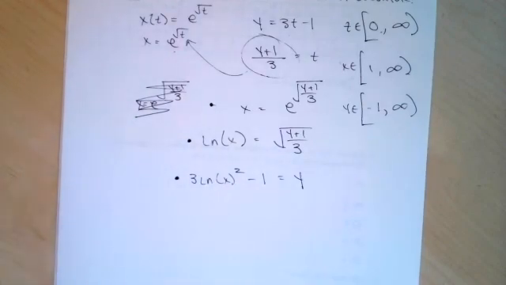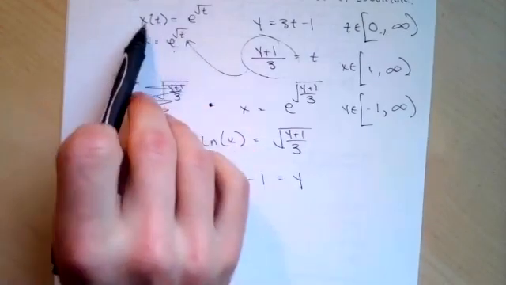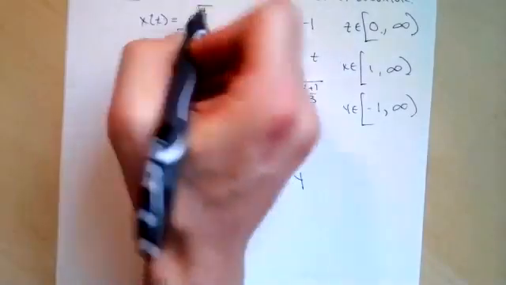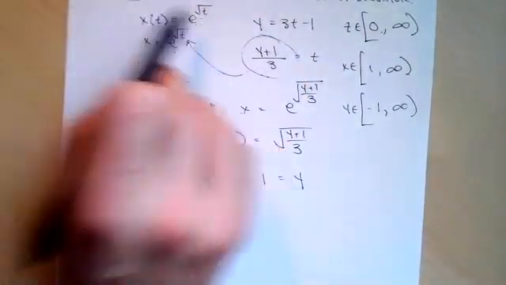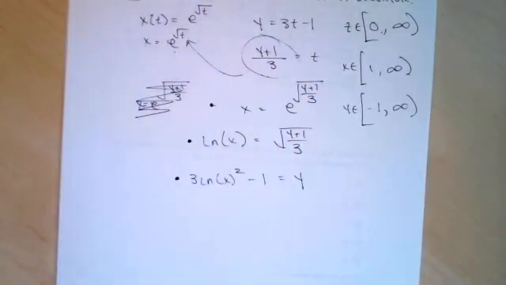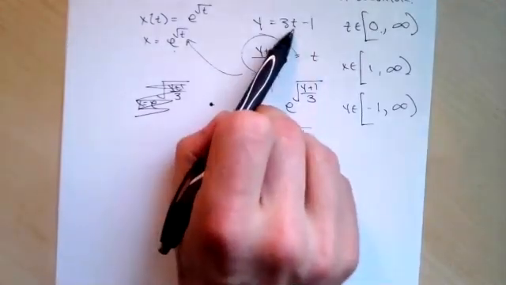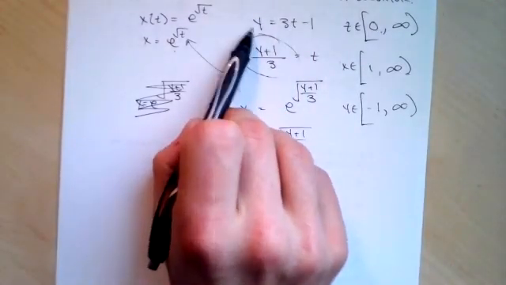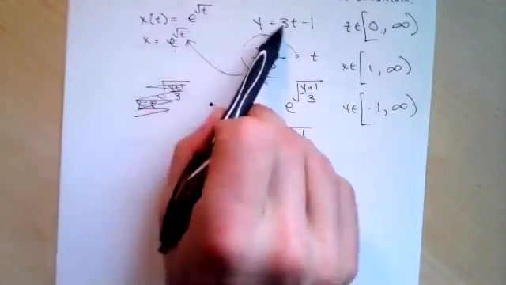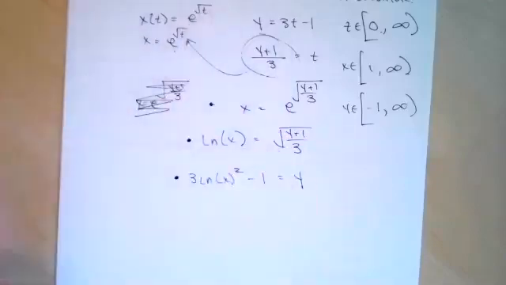Heads up though, it's not always that nice, right? Sometimes we might have x of t is, if I put a t here, if I made it t e to the square root of t, well, now we can't solve that equation for x or for t in terms of x. But this equation we can solve for t in terms of y. So sometimes there's a definitively clear, easier coordinate to work with, to start with, in terms of coming up with a Cartesian equation in this method.